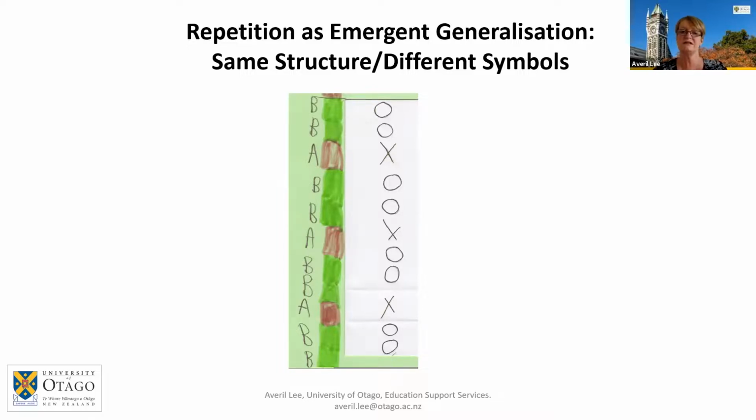Now, this child has taken a BBA approach, and they've written it BBA, BBA, BBA down the page. They've also made it with blocks, would be my guess, and then they've drawn it. So they've used green and brown blocks, but they can also show it as a circle, circle, cross, circle, circle, cross. So they can take that idea and generalize that pattern across different representations. Really important. Not one-show ponies.